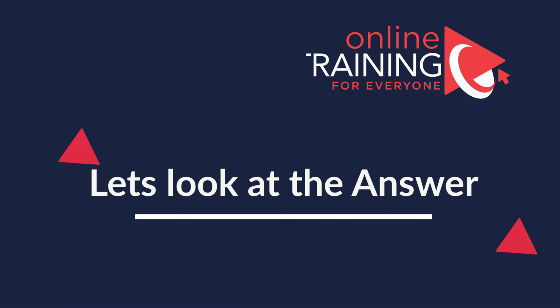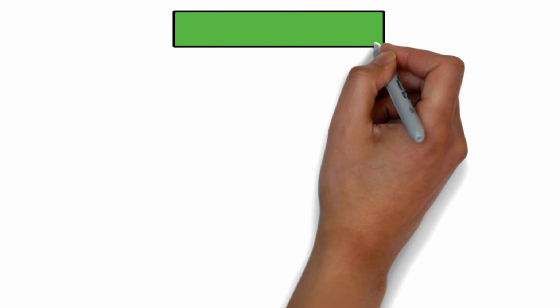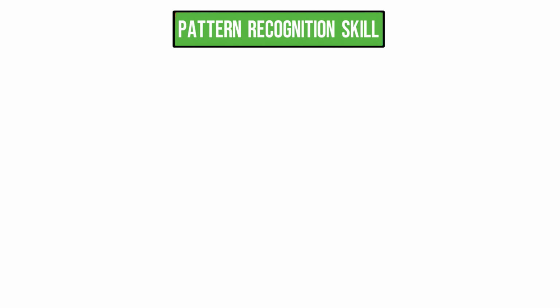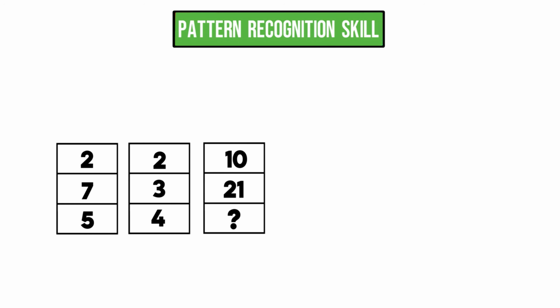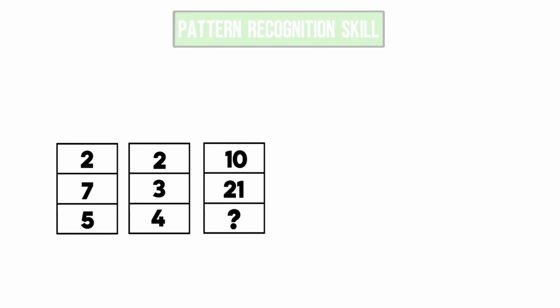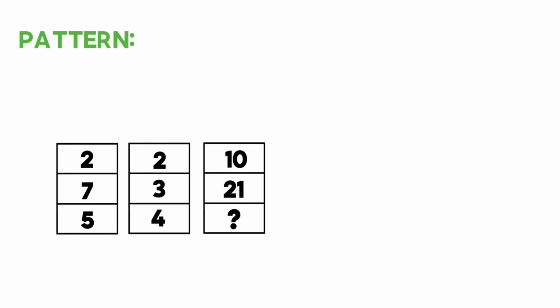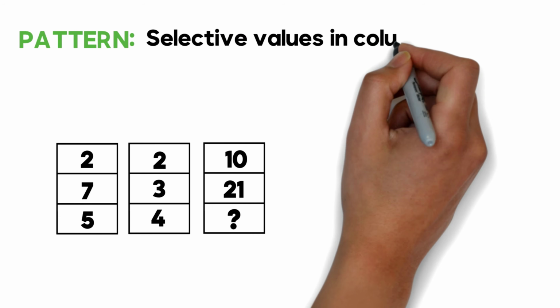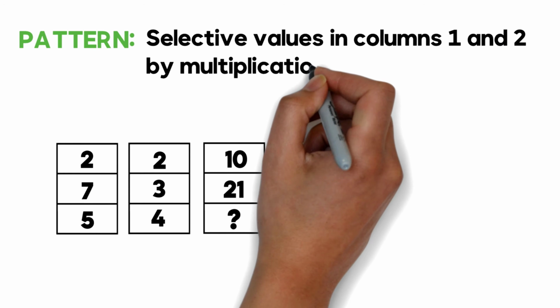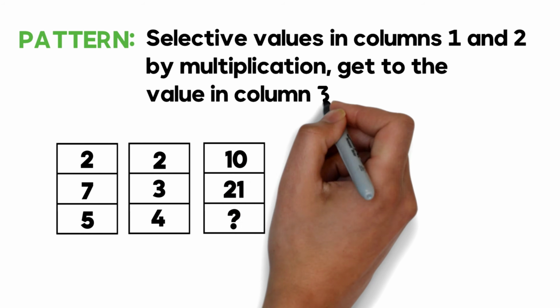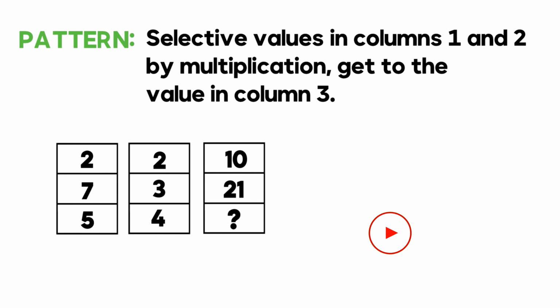Let's continue to see how we can get to the correct solution together. The most important skill to solve these types of problems is pattern recognition. To recognize the pattern, you need to look closely into each column. Selective values in columns 1 and 2, by multiplication, get to the value in column 3, and this is our pattern. Let's take a closer look at the values that are already present.